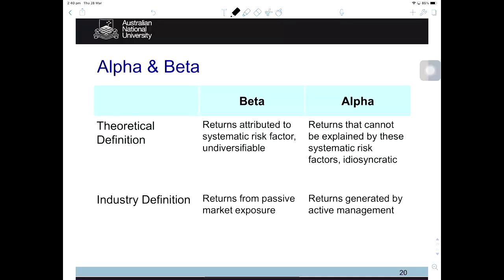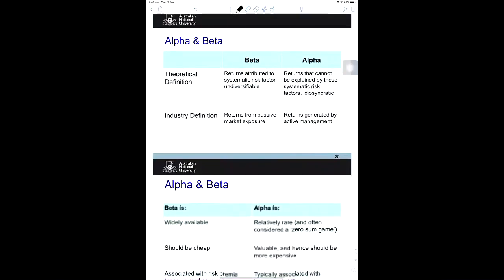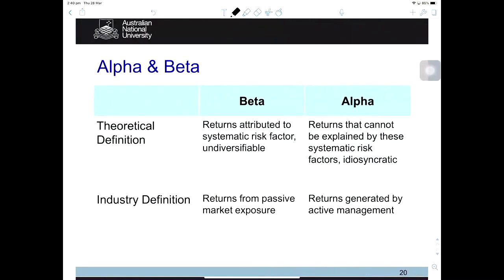In the finance industry, and in most cases in the context of this course, we have a different understanding or definition of alpha and beta. So that's the industry definition of alpha and beta. Alpha is the active return or excess return that's generated by the superior skills or insights of the fund manager.